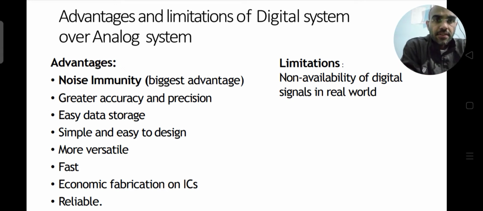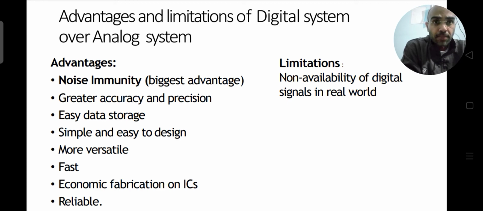The advantages and limitations of digital systems over analog systems are as follows. Digital systems are used because they provide noise immunity. Noise immunity is nothing but the amount of noise which the digital systems can tolerate without changing their output.